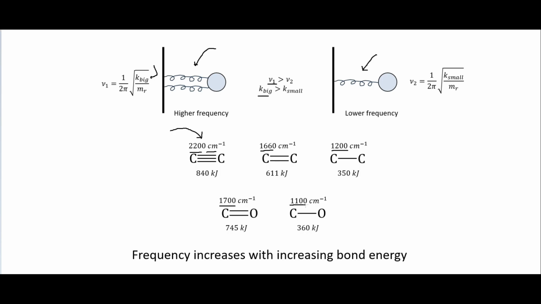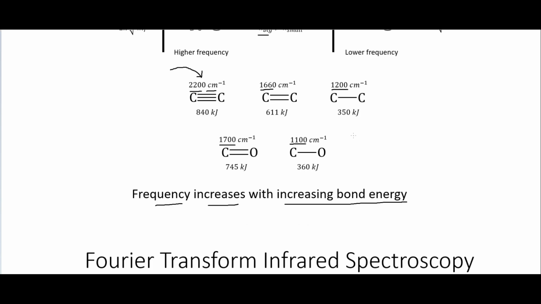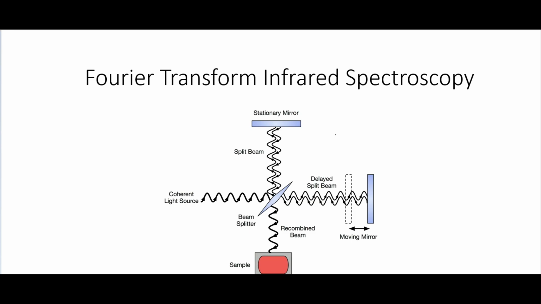If it's a single bond, it's 1,100. So the frequency increases with increasing bond energy. So that K is proportional to the bond energy for this. All right, so changing gears a little bit here.